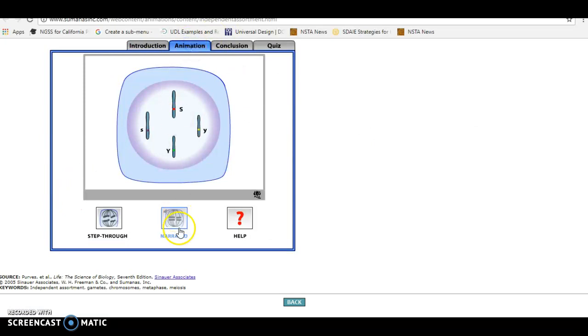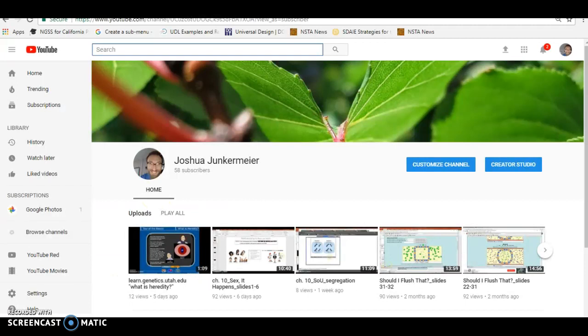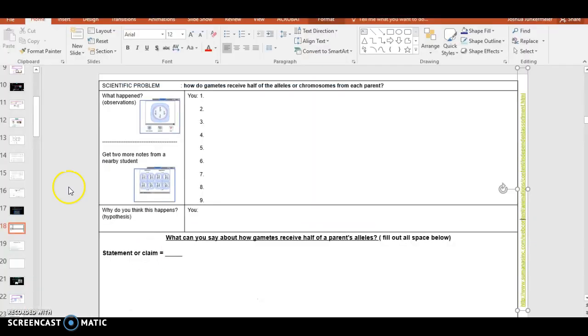So you just go to animation, go to narrated, and whenever you want to watch it, you just hit play. Simple as that. As you watch it, you just write some observations down. And if you need to watch a video to show you how to do it, it's right here. It says Chapter 10, Statement of Understanding, Segregation. So if you go to my YouTube page, Joshua Junkermeier, and Chapter 10, Segregation, you can see a tutorial on how to complete the whole activity. All right, let's keep going.